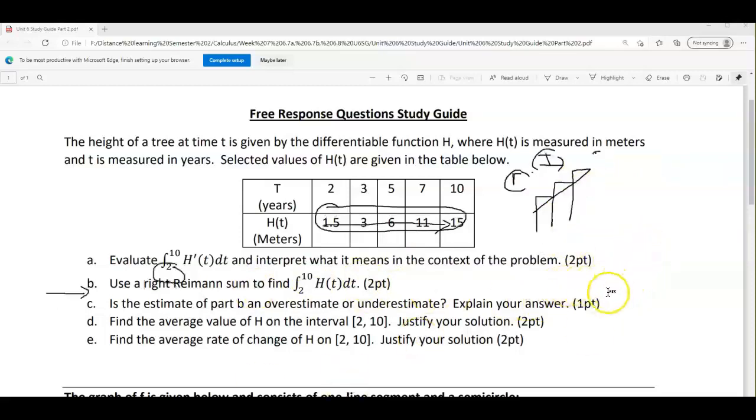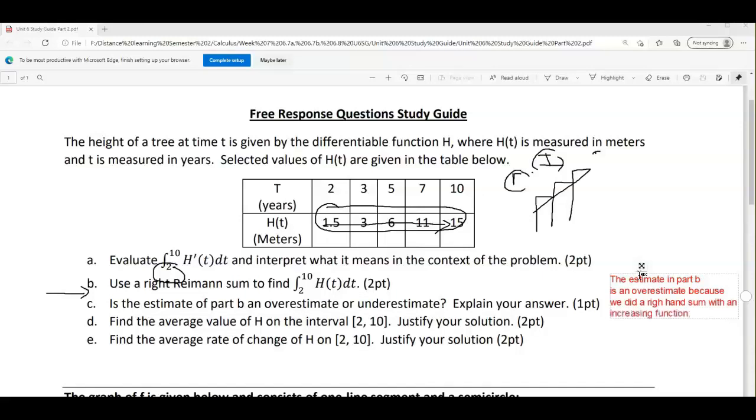Now, how do you write your answer, though? Because that's very important. You would say the estimate in part B is an overestimate because we did a right-hand sum with an increasing function.